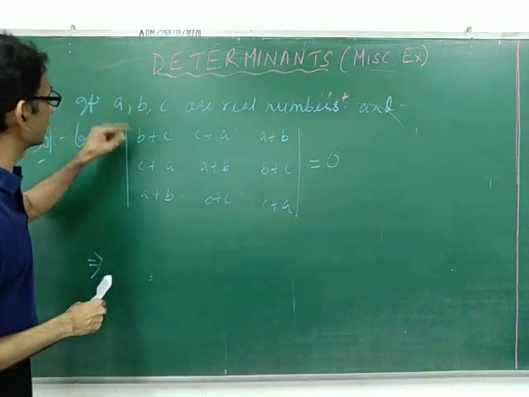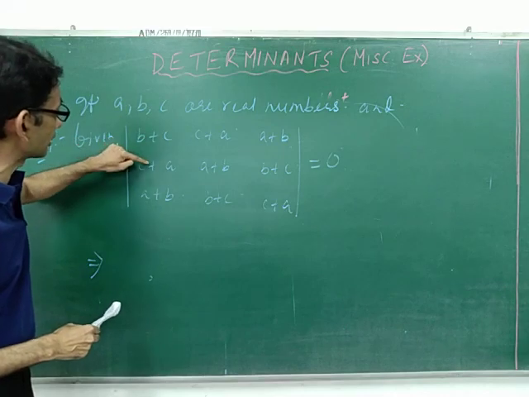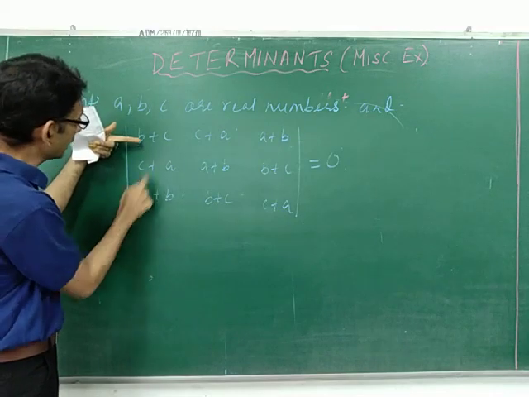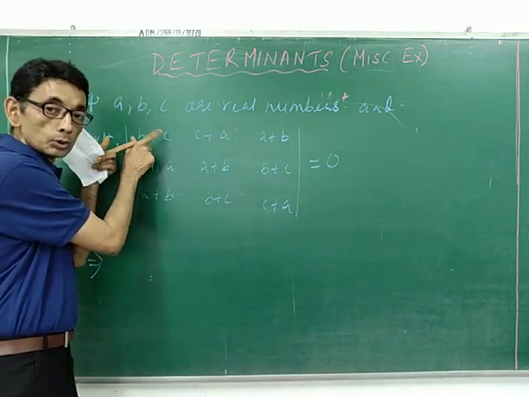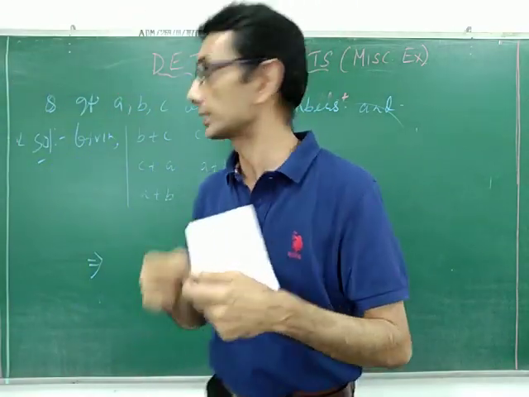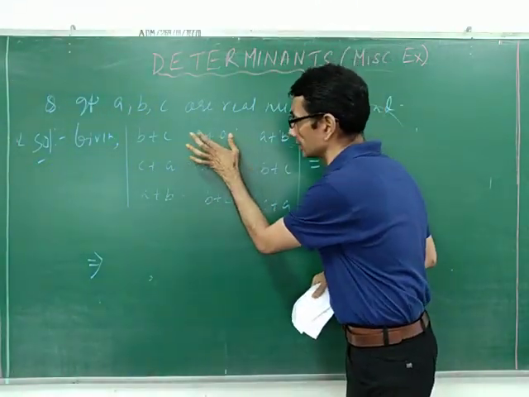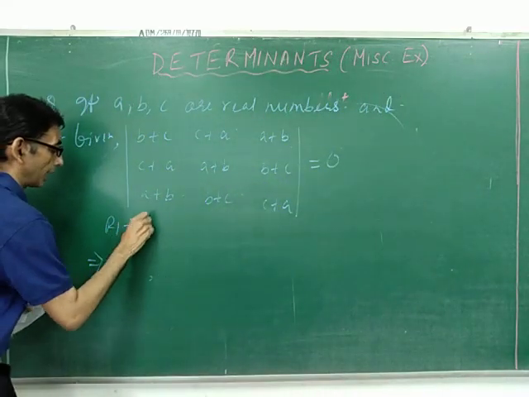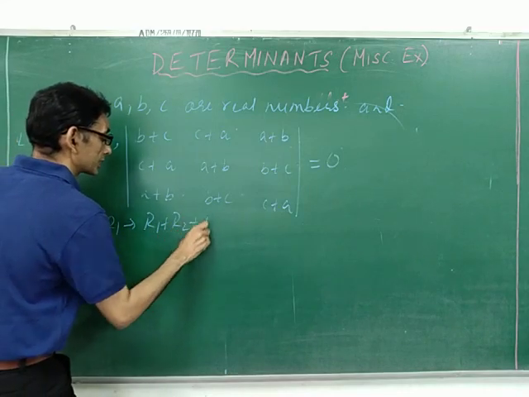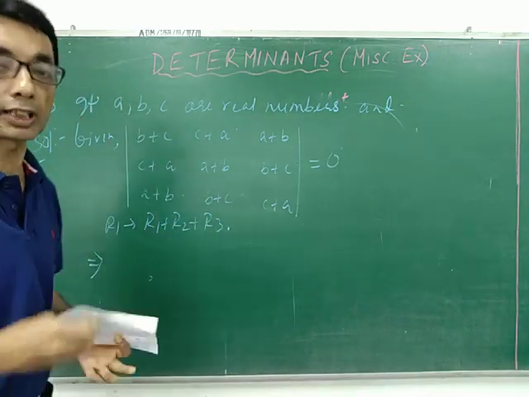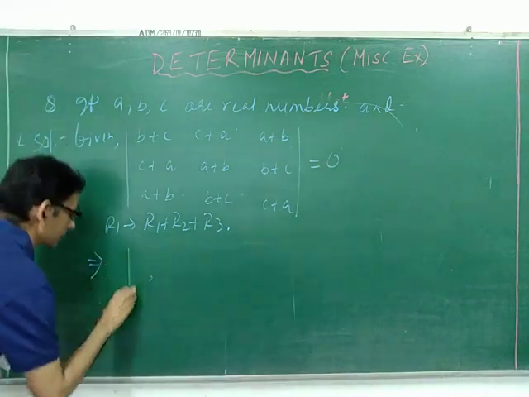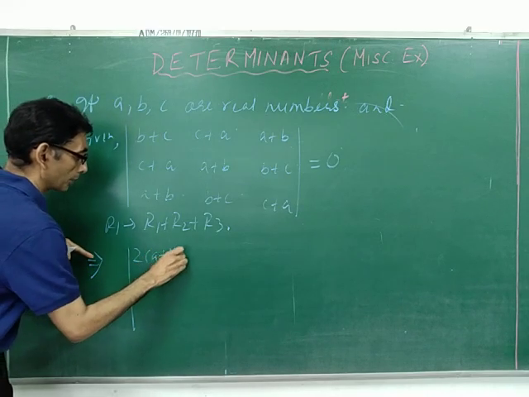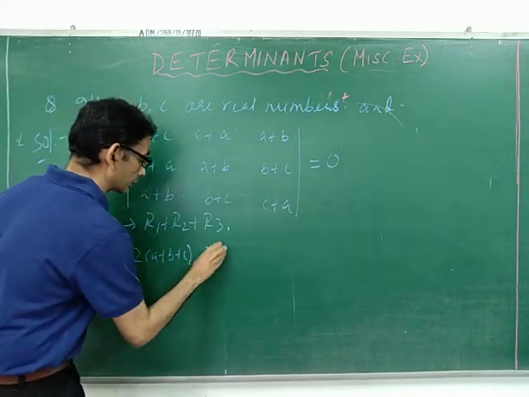Now if we add R1 plus R2 plus R3, what will be this element? There will be 2B, 2A and 2C, that means we get twice A plus twice B plus twice C. Similarly, we get the same element in the other positions, so we operate R1 implies R1 plus R2 plus R3. You can use the column operation also.